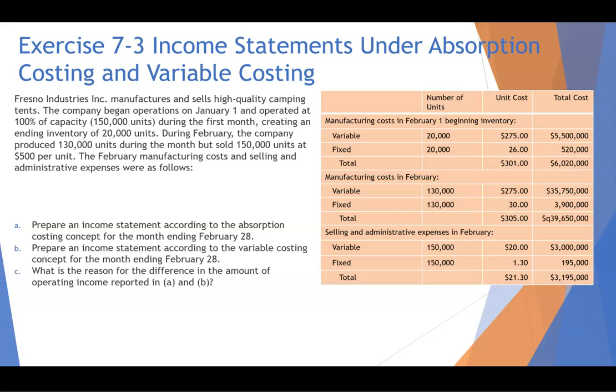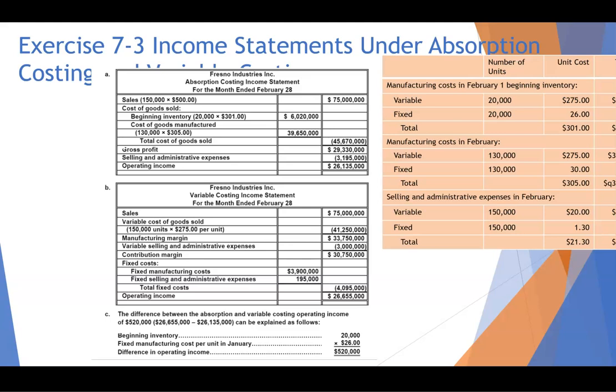So in the first month, they manufactured 150,000 and they sold 130,000 of them. Then in the second month, they manufactured 130,000, but they sold 150,000 units. So we're going to prepare an income statement using the absorption method for 2 months. Then we'll do it using the variable method.